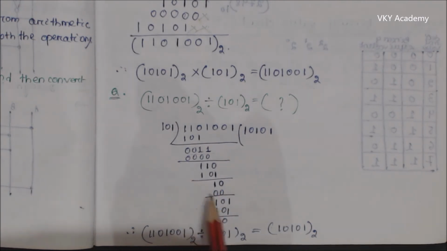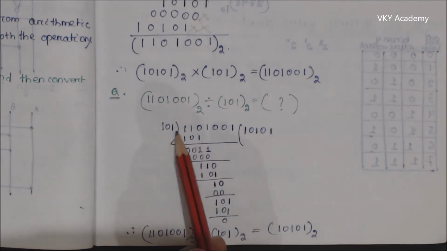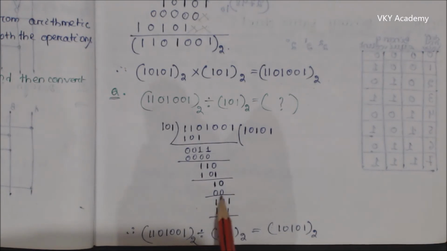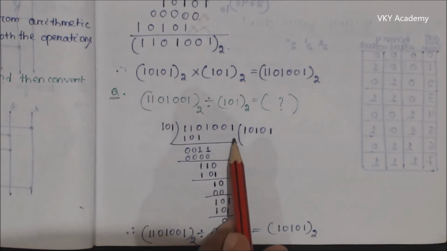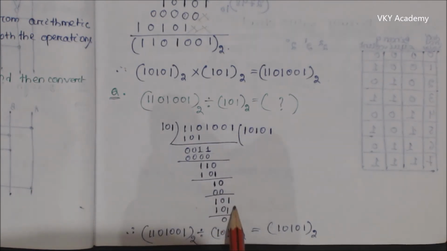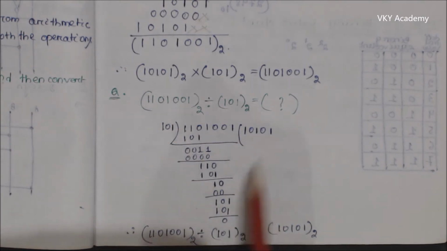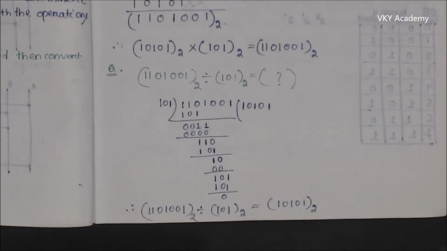Once again I will multiply 101 with 0. So this will be 10, and I can bring this 1 down here. Now 101 into 1 is 101, and my remainder is 0, and this is my quotient. So in this way we can perform the binary division also.